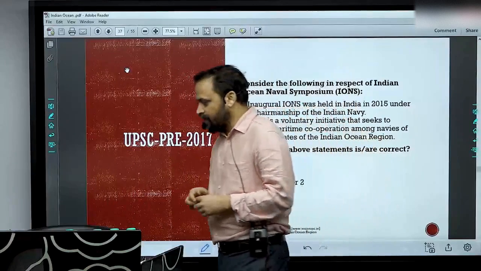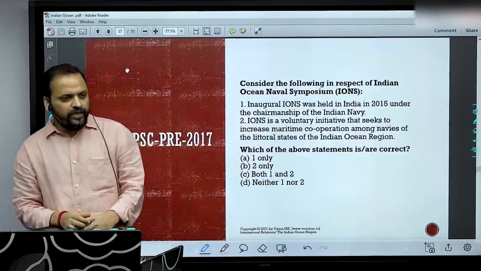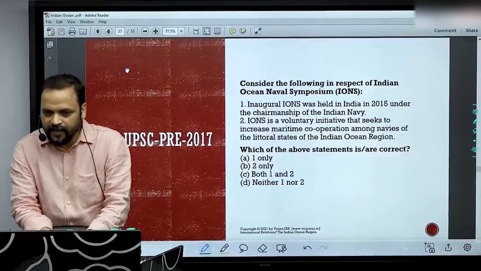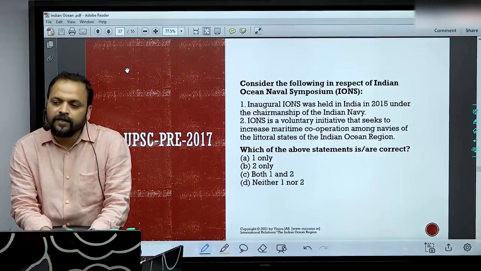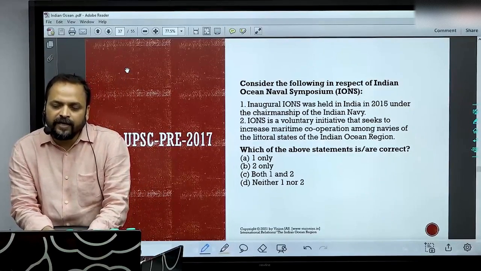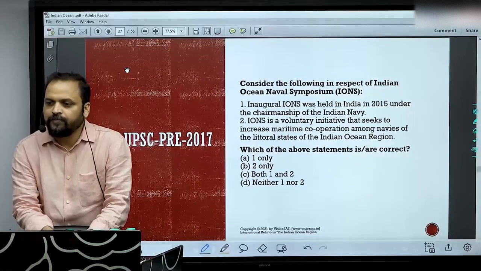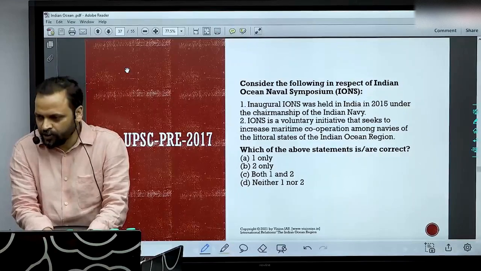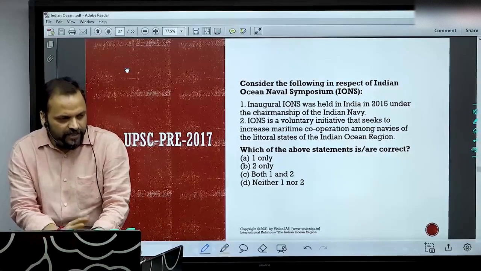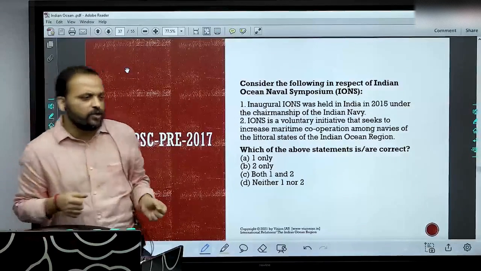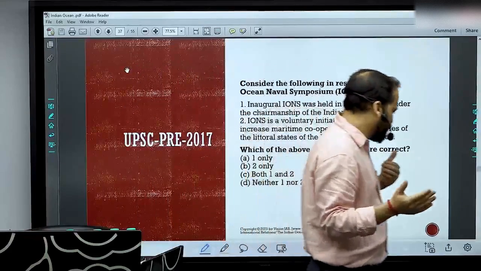This is the end of today's class. We have virtually ended the Indian Ocean here, India's engagement with the Indian Ocean. And now in the next class, we will be mainly talking about the Indo-Pacific. If there are some aspects of the Indian Ocean remaining, we will start from there, but generally we will move to the Indo-Pacific. That is what we will be doing in the next class.